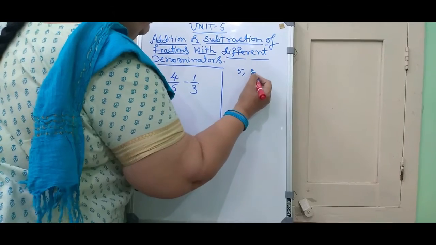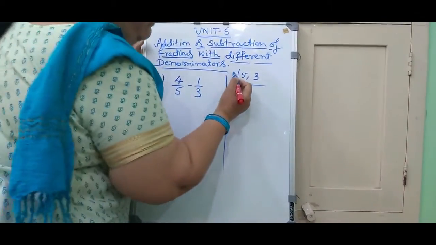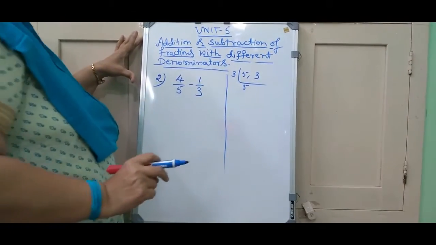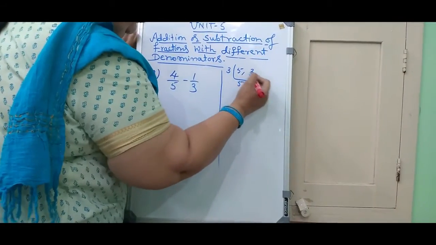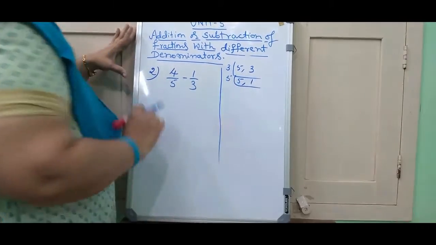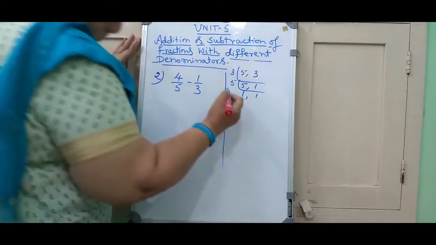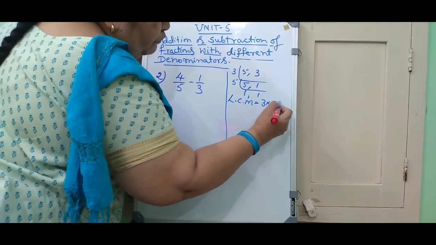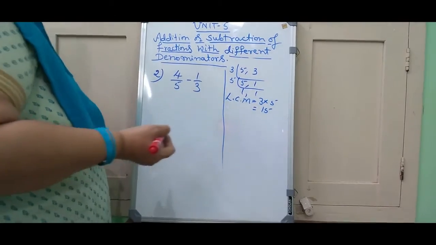If I find out the LCM here, for 5 and 3, 5 is not divisible by 3, so we keep this 5 as it is. So now let us write 3 ones are 3. And next let us consider the next prime number, that is 5. This is 1 and 1. So now the LCM will be 3 into 5, that is 15. 15 will be the LCM.